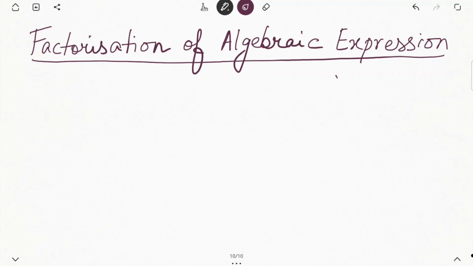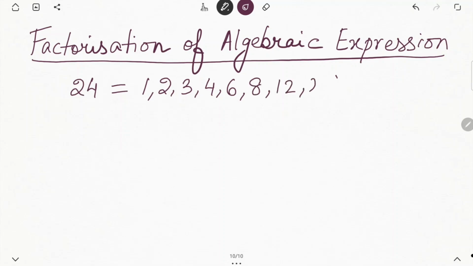Suppose we take 24. Now what are the factors of 24? You can tell me that the factors of 24 are 1, 2, 3, 4, 6, 8, 12 as well as 24. This way also we can say the factors.